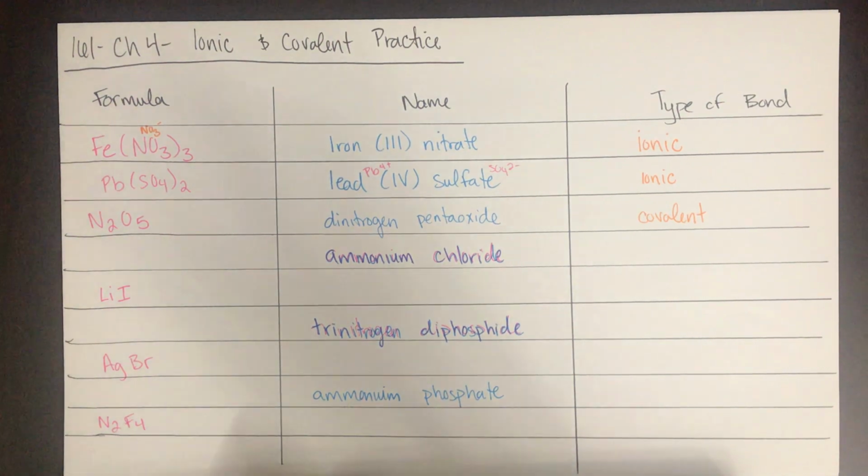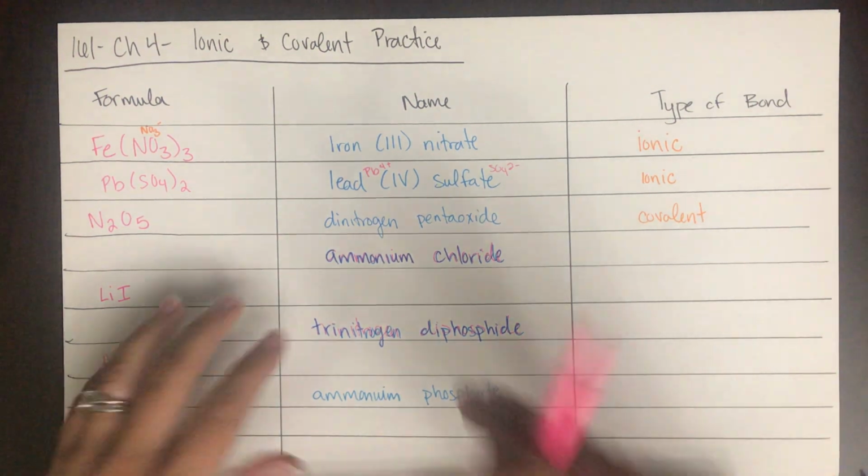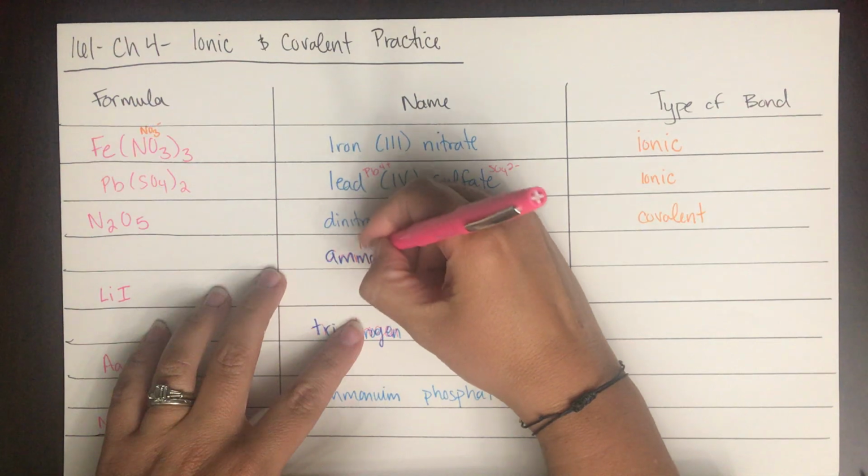Okay, so let's move on. Ammonium and chloride. Ammonium is one of the polyatomic ions. It's NH4+.